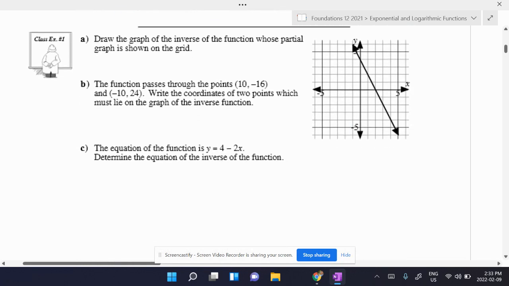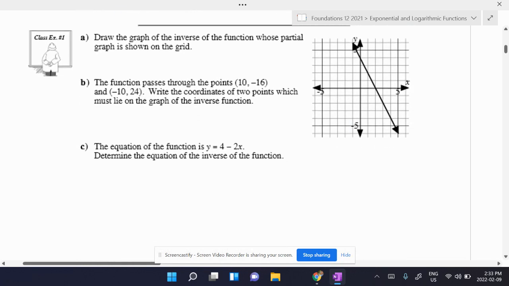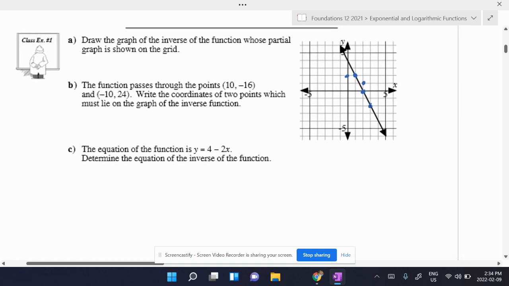So quick class exercise number 1, draw the graph of the inverse of the function shown on the graph. So I'm going to take this one. I know the x is 2 and the y is 0. So I'm going to make the y 2 and the x 0 right there. This point right here, the x is 1 and the y is 2. I'm going to put it over here. X is 2 and the y is 1. If I look at this point here, the x is 3, the y is minus 2. I'm going to make it the y is 3 and the x is minus 2 over here.